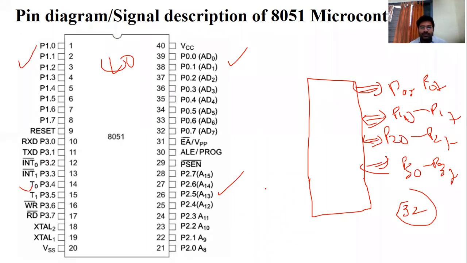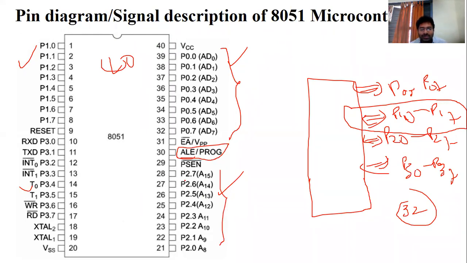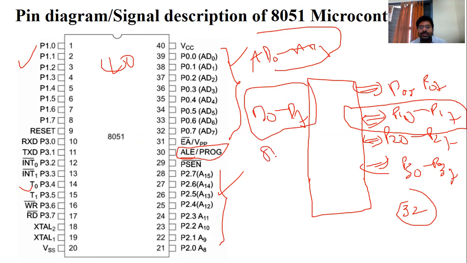But out of the 4 ports, 3 ports except this one are bidirectional multiplexed lines. See this, port 0 is used for AD0 to AD7, and this port is used to connect the input output devices. At the same time, these are also used for addressing as well as data purposes. By converting these address lines to data lines, we use the ALE, address latch enable. Now see port 2. Port 2 is also used for input output devices, and at the same time it is used for the addressing lines. What are the addressing lines? AD0 to AD7. And what is the data bus? D0 to D7 is the data bus, and that's why you can call it an 8-bit microcontroller.